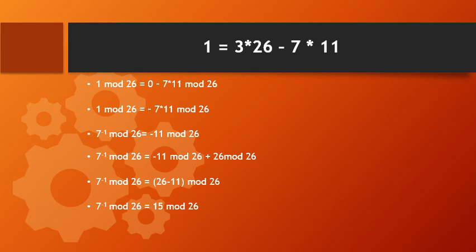Now what is 26 mod 26? Which is nothing but 0. And then if we just simplify, we get 26 minus 11, which is nothing but 15. So 7 inverse mod 26 is nothing but 15. So basically if you multiply 7 and 15 and then take mod 26, it will give you 1. So this is how the Euclidean algorithm works.